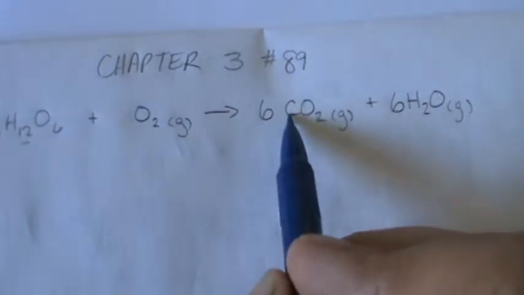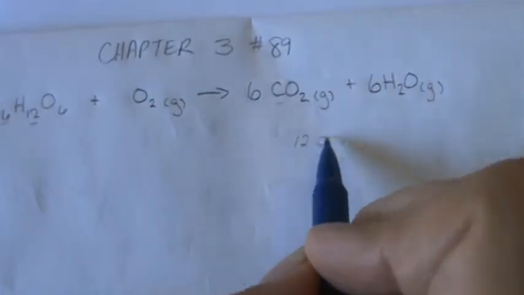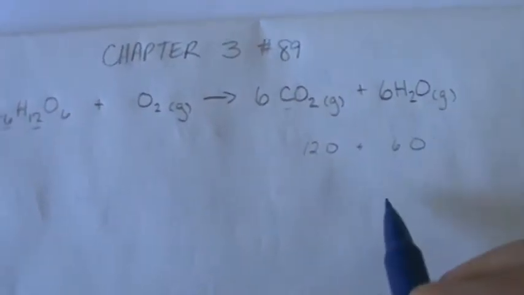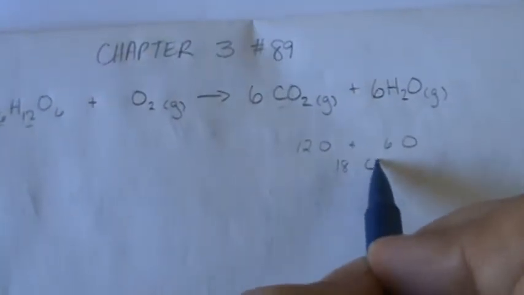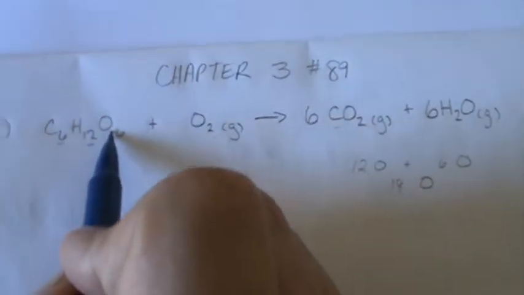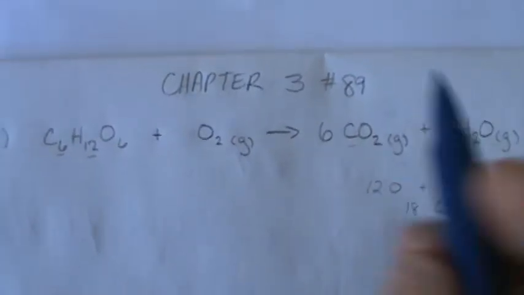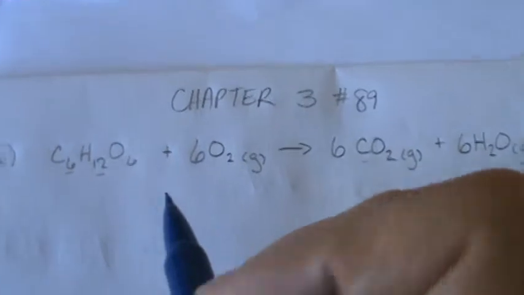Okay, so now we have the 6 carbons that we need and the 12 hydrogens that we need, and we need to go back and balance our oxygens. So from this side we have 6 times 2, 12 oxygens plus 6 oxygens, which means that we have 18 oxygens total. And we have O2 here and O6 here. Well, this O6 here accounts for the 6 oxygens here, and now we have 12. So we need 6 O2. So our balanced reaction is 1 C6H12O6 plus 6 O2 gives us 6 CO2 and 6 H2O.